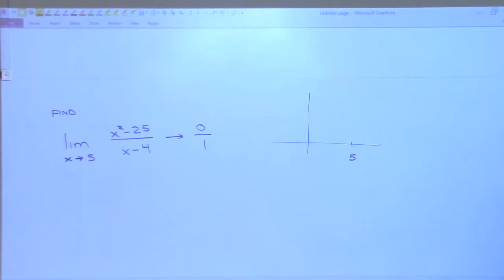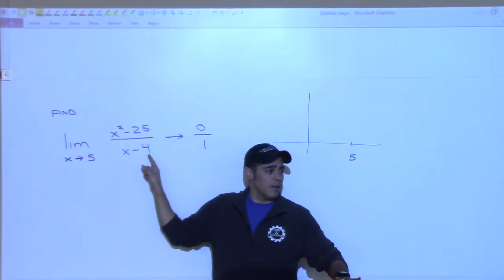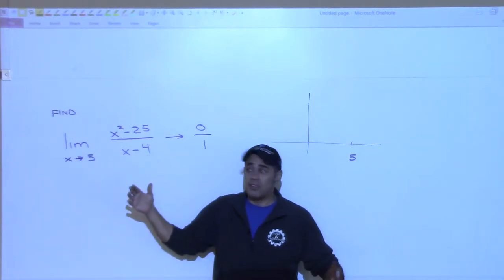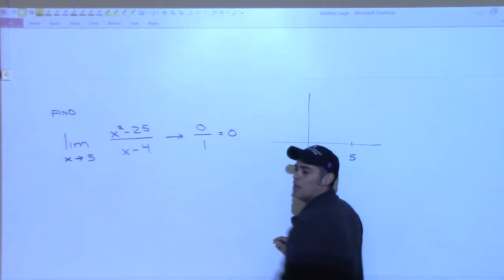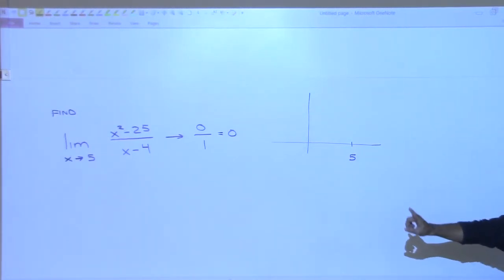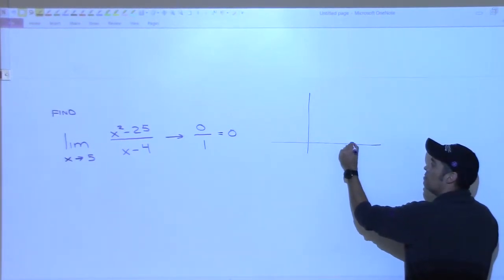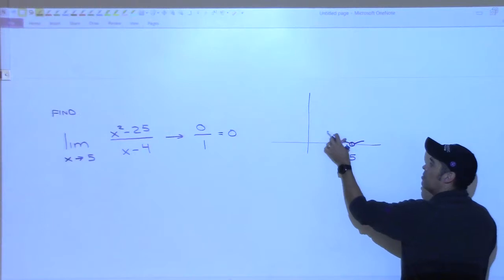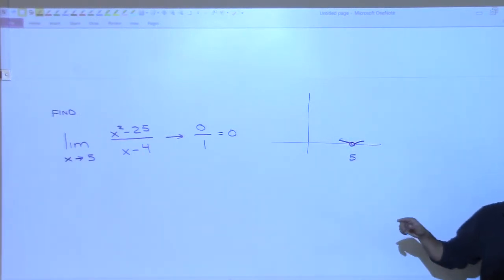So there's no problem plugging 5 in. There's no domain problem here, is there? So the answer is just whatever we get when we plug in the 5, which in this case would be 0. So if I graph this right now, what I can tell you is this. As you approach 5 from both sides, it's headed towards 0. I'm not quite sure what it's doing, but I know that it's headed towards 0 as I approach 5 on both sides, right?